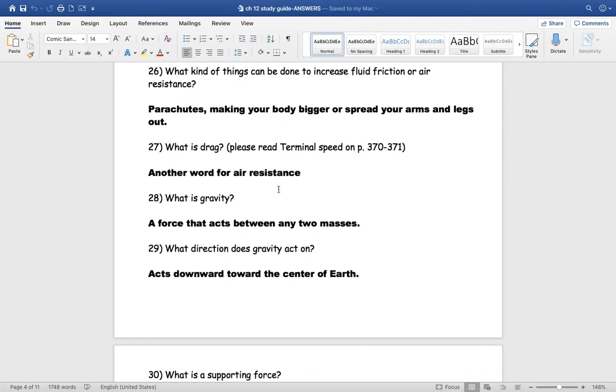27. What is drag? This is on pages 370 to 371. Read the terminal speed. It's just another word for air resistance. So drag would be like if you're using a parachute. Swimmers talk about drag because when they're practicing, they wear big old baggy swimsuits, or two or three swimsuits. That's drag. It makes them work harder. You ever seen the football players that run with those parachutes on the back of them? That's creating drag. So it makes them work harder, and when you take it off, you run better.